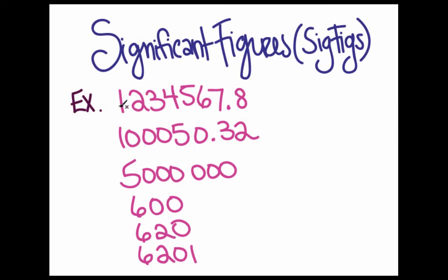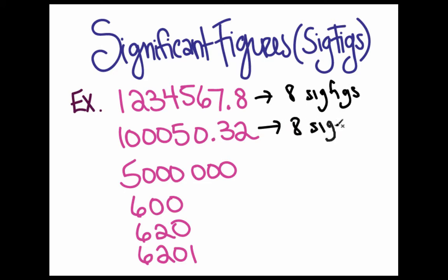Here are some more examples. This value here would have 1, 2, 3, 4, 5, 6, 7, 8 sig figs. And that's because all of the values here are digits between 1 to 9. Here we've got 1, 2, 3, 4, 5, 6, 7, 8 sig figs as well. All of those zeros count because they are sandwiched in between digits between 1 to 9.